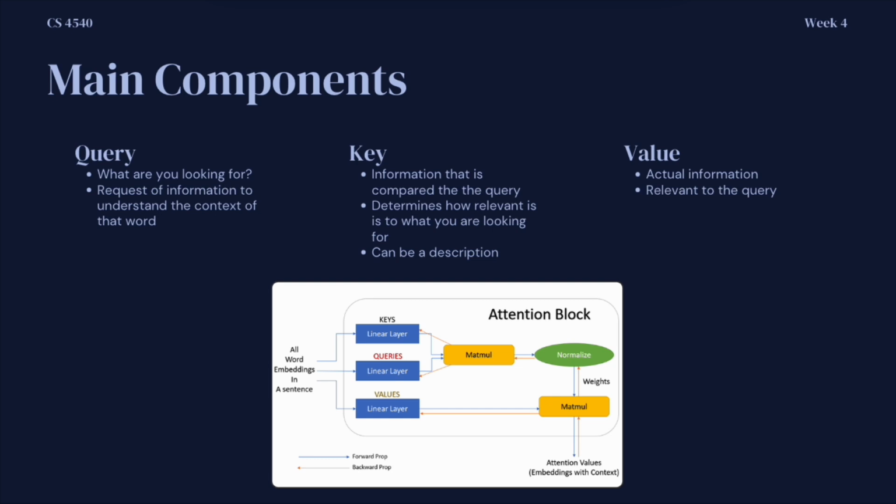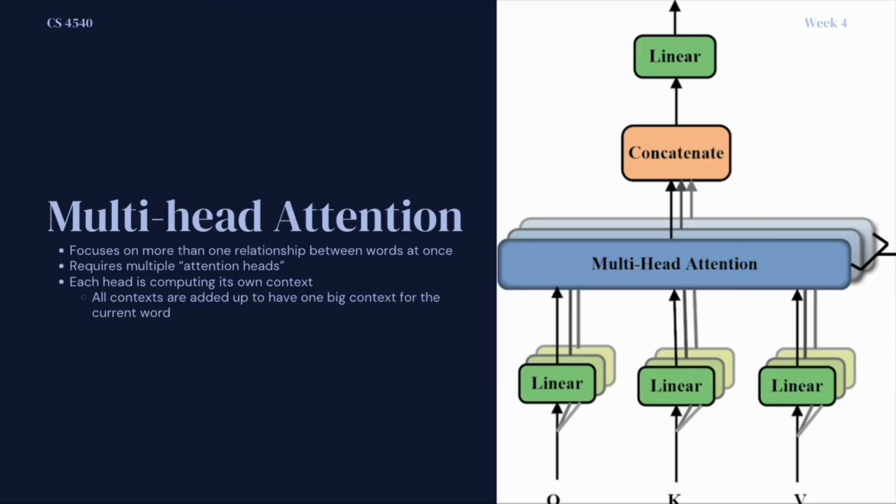The key is a piece of information that is compared with the query to see if it is what you are looking for. It measures a value of how relevant it is, and it can also be a description of the query. The value is the actual information itself that is taken based on how relevant it is to your query.